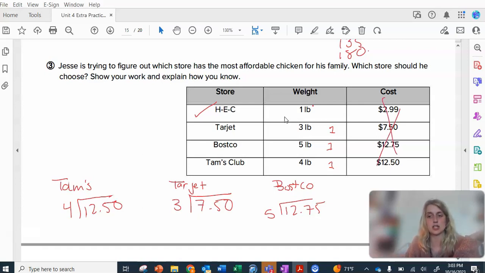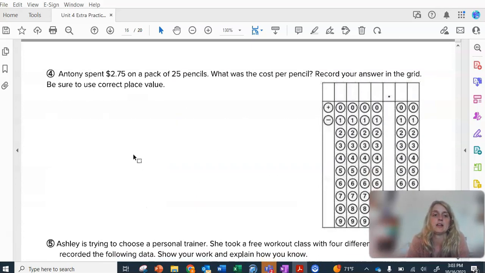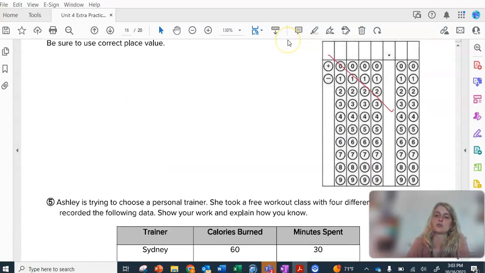Not the smallest price here, because yes, $2.99 is the smallest price, but you're also getting the smallest amount of chicken. It's the smallest price per pound, for every 1 pound. So you have to compare all your answers to the answer of 1 pound is $2.99 at HEC. Again, your explanation is I choose this one because it is the least amount of money. It's the most affordable. On the back, again, you don't need to do these.